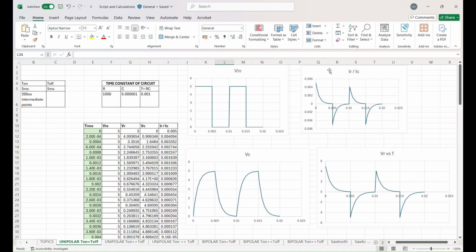If we observe the current flowing through the resistor here, it looks similar to the voltage across the resistor, because IR is equal to VR by R.